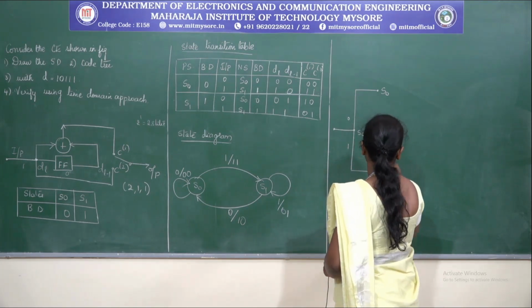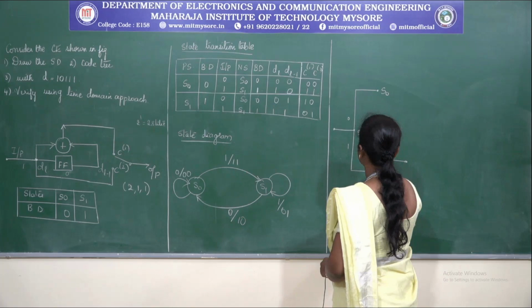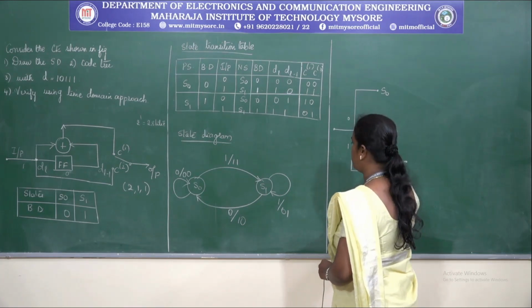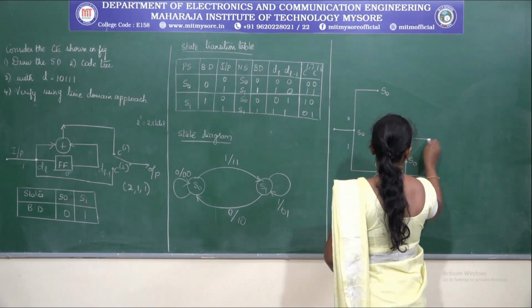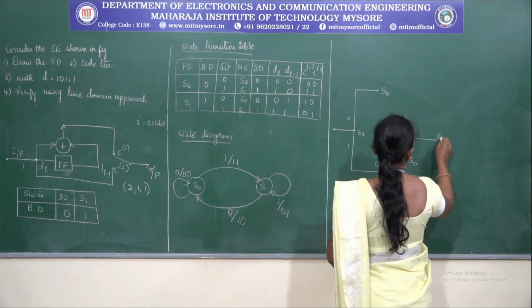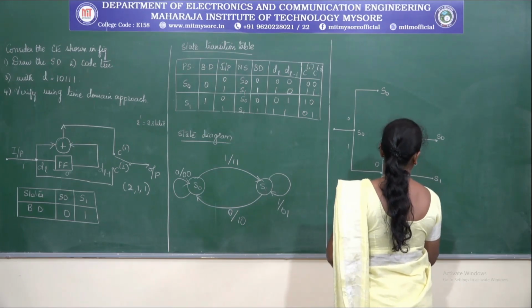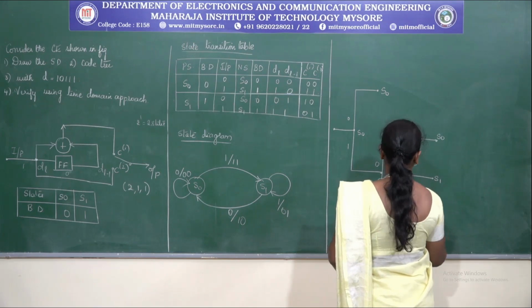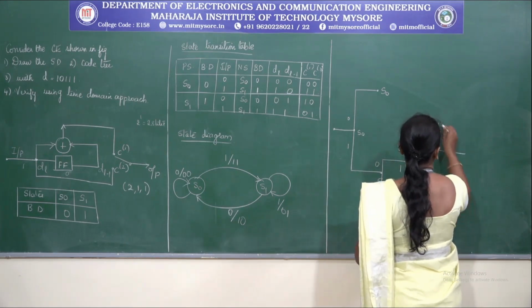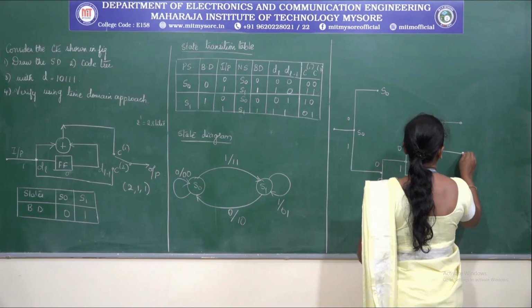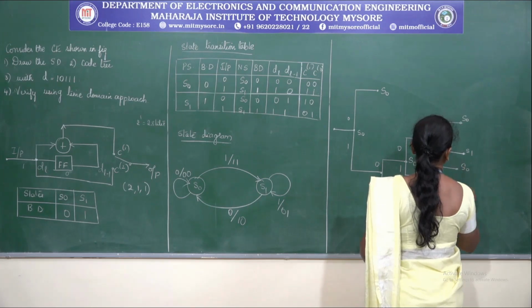This again gets changed to 0, 1. So S1 with input 0 is S0, this is S1. Input 0 gives S0, S1. So 0, 1, it is S0, this is S1. Again 0, 1, S0, S1, S0, S1.